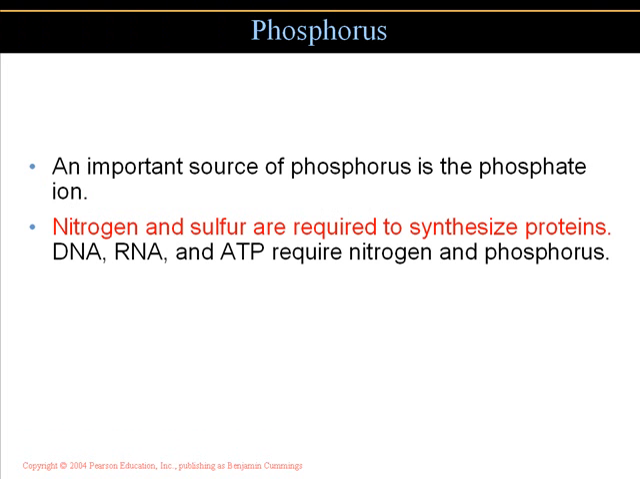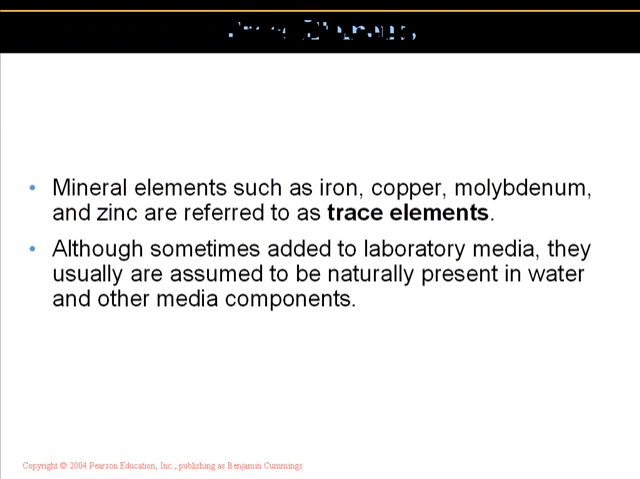Phosphorus is another agent that can be used. The phosphate ion can be converted and utilized for energy in many microorganisms. Nitrogen and sulfur are basically required to synthesize proteins. DNA, RNA, and ATP require nitrogen and phosphorus.